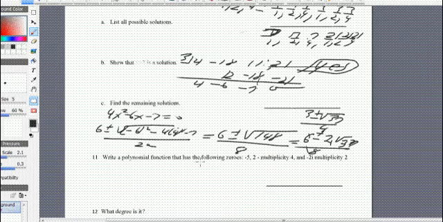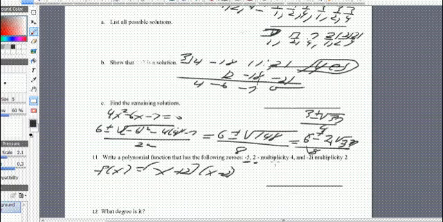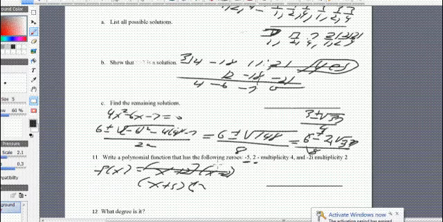Write a polynomial function that has the following zeros. Once again, f of x, that's your polynomial: x plus 2, then you have x minus 2, x plus 2, and both of them multiply. So if we go minus 4, minus 5, his multiplicity is going to be 1. The 2, x minus 2, his multiplicity is going to be 4.